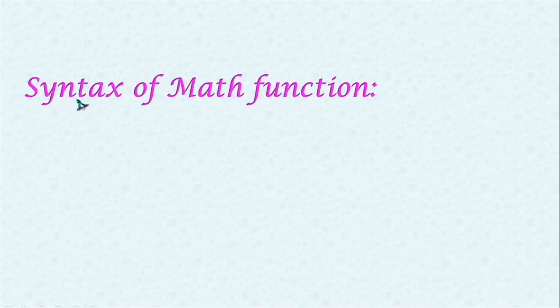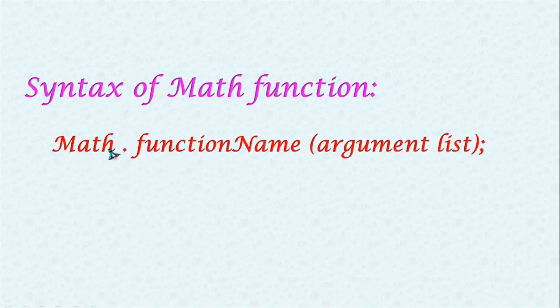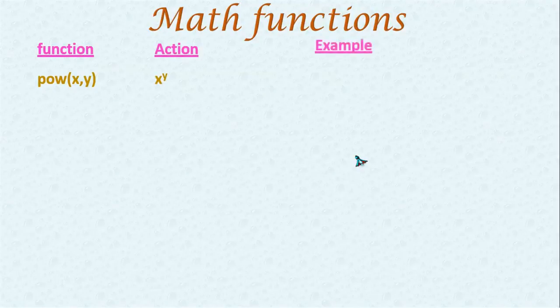Syntax of a math function is like this: Math dot, that is M in capital, dot function name, the name of the function available in Java, then in the brackets we give the argument list, or otherwise a single argument. To find the power of any number, we have pow(x, y). So x and y are arguments here. Y is raised to the power x. So for example, we may have Math.pow(5, 2), which gives 25.0. Most of the math functions return double type output.